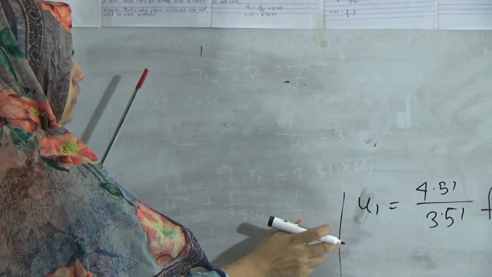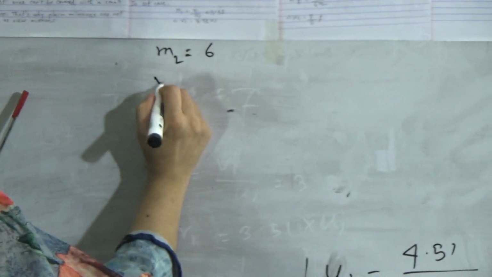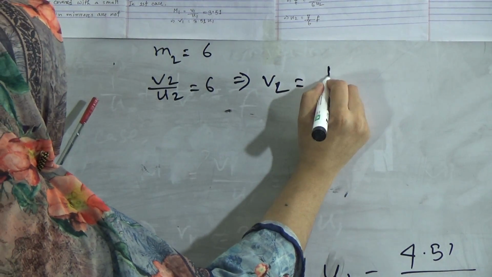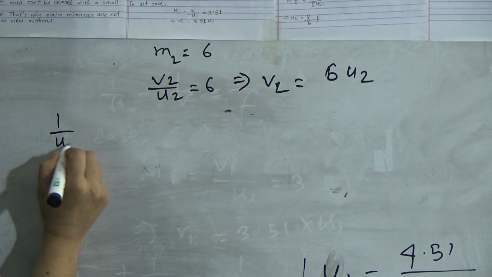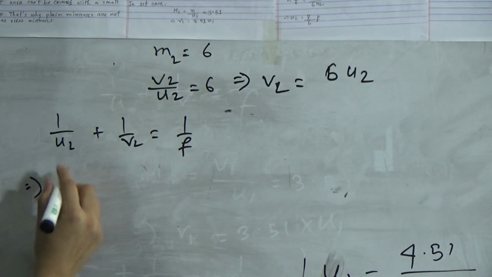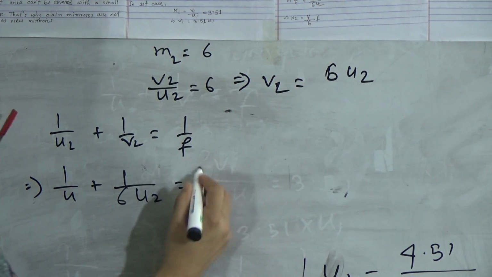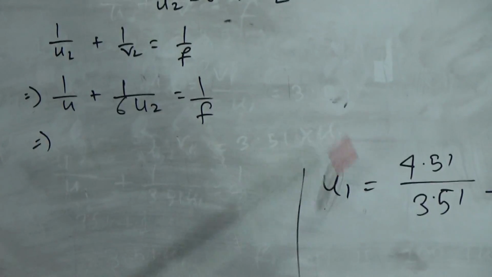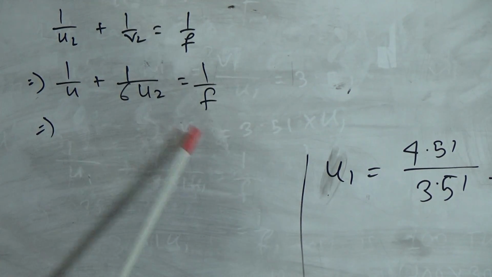Now we will find the value for the second case. Here in the second case, m2 equals 6. So v2 divided by u2 equals 6. So v2 equals 6 into u2. Now we will put this value in this formula: 1 by u2 plus 1 by v2 equals 1 by f. So put this value: 1 by u2 plus 1 by 6 u2 equals 1 divided by f. We have to find the value of u2 now. We have already found the value of u1. Now we will find the value of u2.